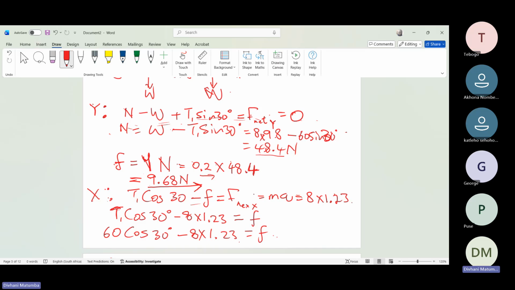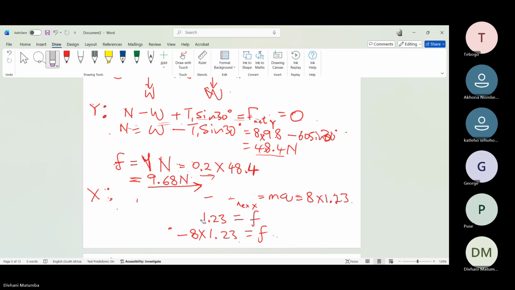Okay, so that will be the frictional force. So in case we were not given the coefficient of friction, this is what we're going to do. Is it the same answer though? It is not the same. It is not the same answer. Why?